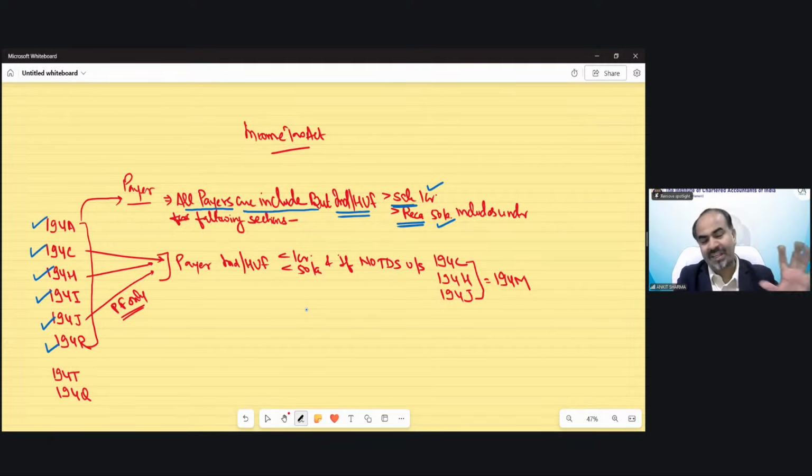These have been explained in every section of TDS separately, but I have combined these points in one place so that it would be easy for you to understand. In these 6 sections, only individuals and HUF can deduct TDS as a payer if their turnover exceeds 1 crore, or if they are carrying on a profession, if the receipts exceed 50 lakh rupees in the, remember, preceding previous year, not in the current year.